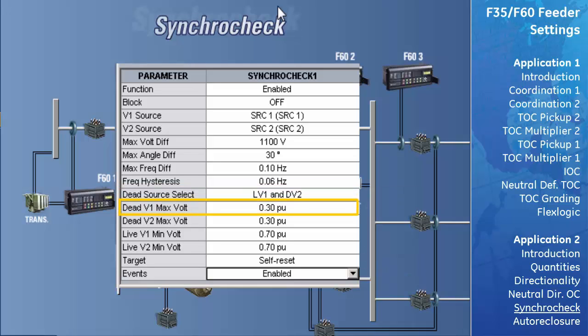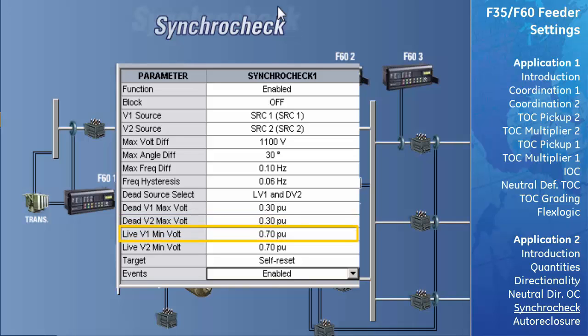The Synchrocheck 1 dead V1 maximum voltage setting establishes a maximum voltage magnitude for V1 in per unit. Below this magnitude, the V1 voltage input used for Synchrocheck will be considered dead or de-energized. We will set this to 0.3 per unit. The Synchrocheck 1 dead V2 maximum voltage setting establishes a maximum voltage magnitude for V2 in per unit. Below this magnitude, the V2 voltage input used for Synchrocheck will be considered dead or de-energized. We will set this to 0.3 per unit.